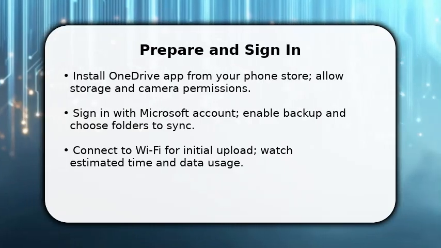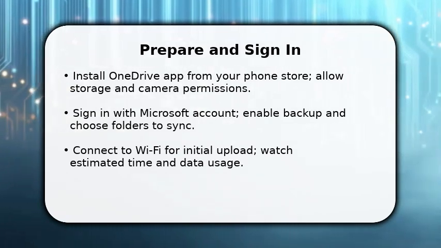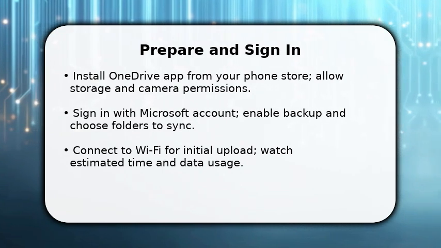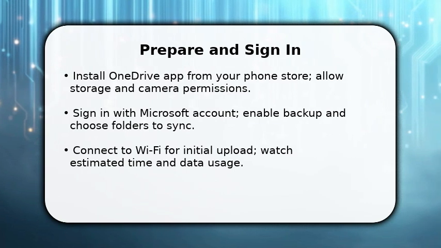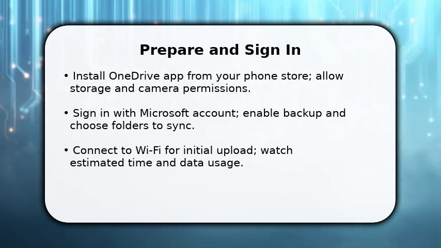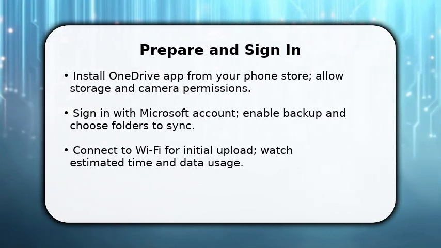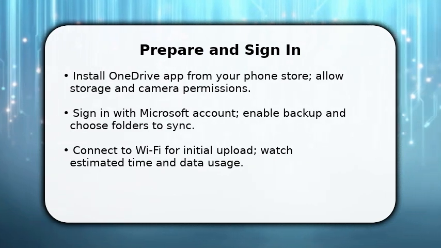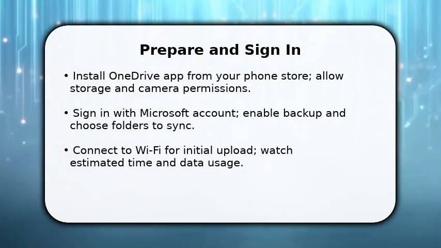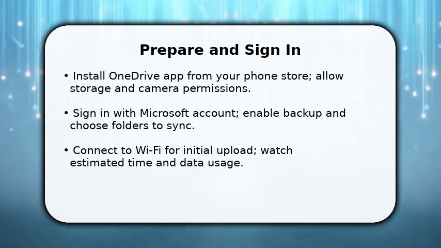You start by installing and signing in. That gets you into OneDrive fast. Once done, grant storage and camera permissions so the app can upload photos automatically. Make sure to choose the folders you want synced, because selective sync prevents clutter and saves space. For the initial backup, connect to Wi-Fi to avoid mobile data charges. The app shows upload progress and estimated time. This step prepares OneDrive to manage files and keeps your phone storage lean.